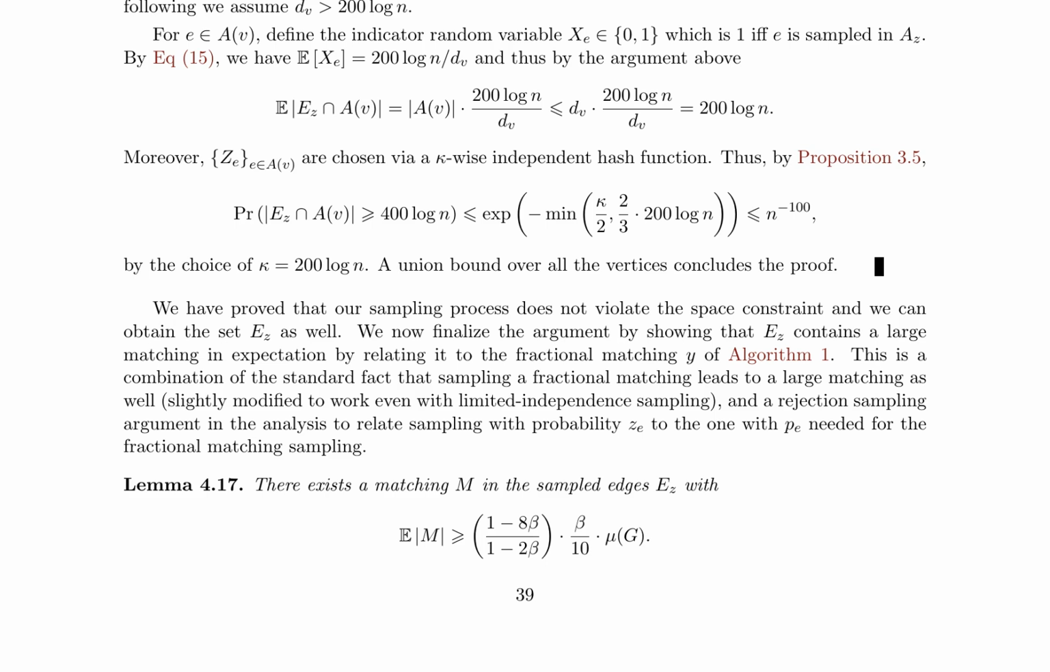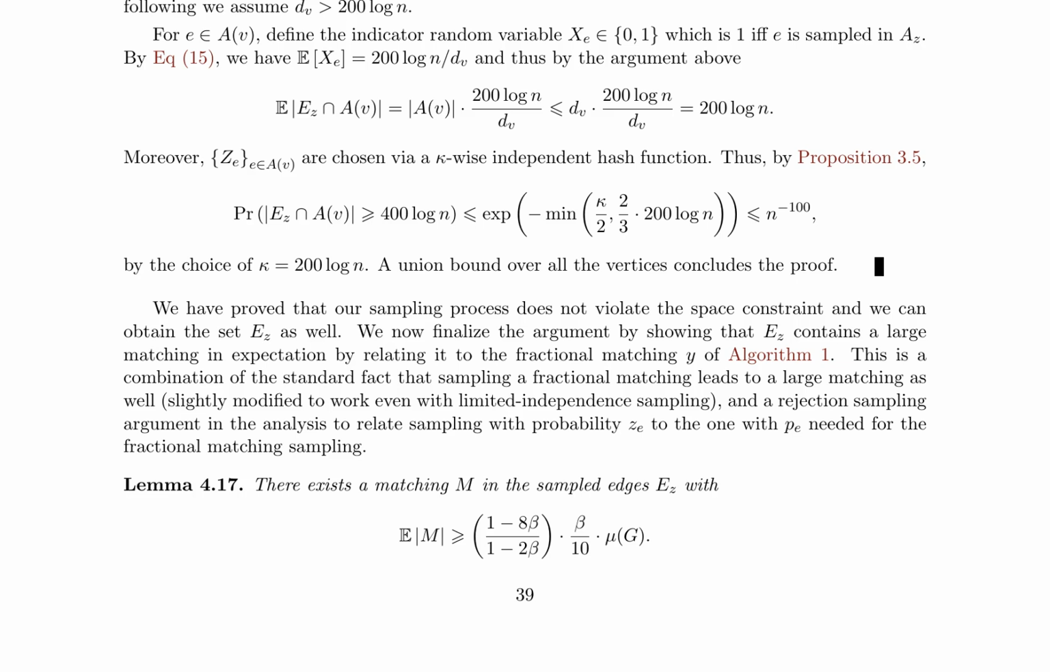The authors conclude that the sampling process does not violate the space constraint and that E_z can be obtained explicitly. Furthermore, they show that E_z contains a large matching in expectation by relating it to the fractional matching y of Algorithm 1. This involves a combination of standard facts about sampling fractional matchings and a rejection sampling argument. Lemma 4.17 states that there exists a matching M in the sampled edges E_z with E[|M|] greater than or equal to (1/8 β)(1/2 β)(β/10) μ(G), where μ(G) is the size of the maximum matching in G.